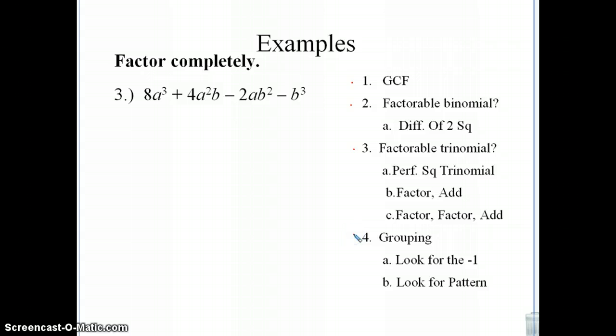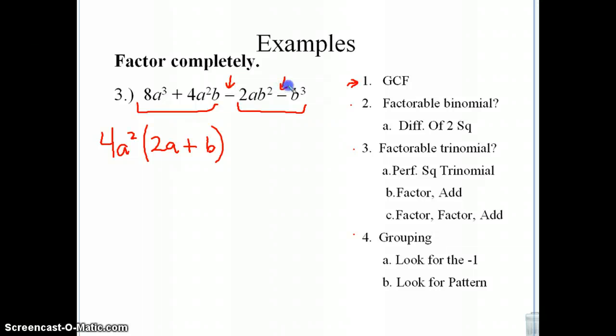When I look at my grouping method, I am going to note here these first 2 and last 2 do have a GCF occurring. My first 2 terms have a GCF of 4a squared. When I pull out the 4a squared, I'm left with 2a plus b. When I look at my second term, I notice I have a minus and a minus here, but I know that I need a plus in this term. So I'm hoping that I can get something that looks like this.